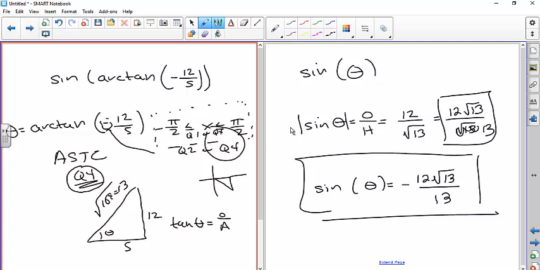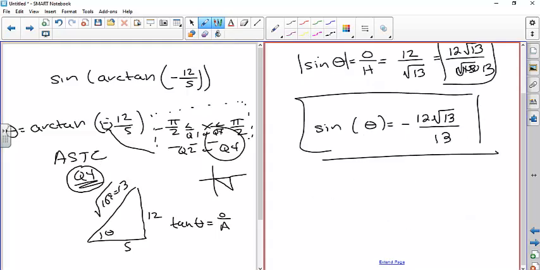What is the magnitude of the sine? Use the right triangle. So the sine is the opposite over the hypotenuse: 12 over square root of 13, or 12 times the square root of 13 over 13. Okay, so that gives you the magnitude. To find the sign, you go back to the quadrant. So we're in the fourth quadrant. The sine is negative in the fourth quadrant, so it's negative 12 times the square root of 13 over 13.